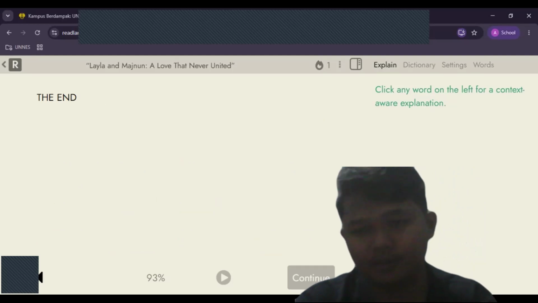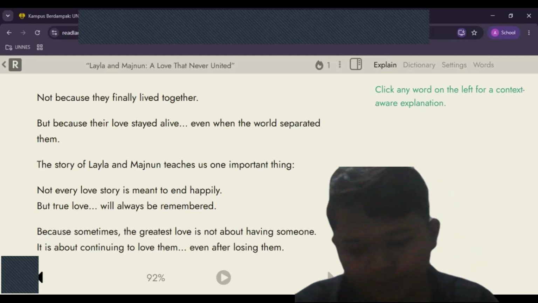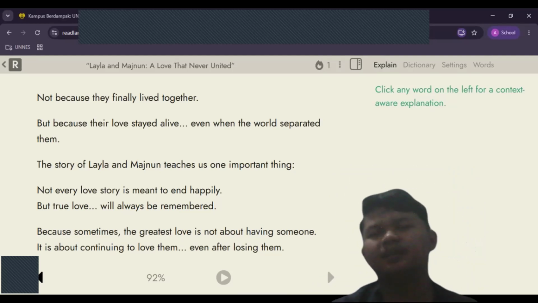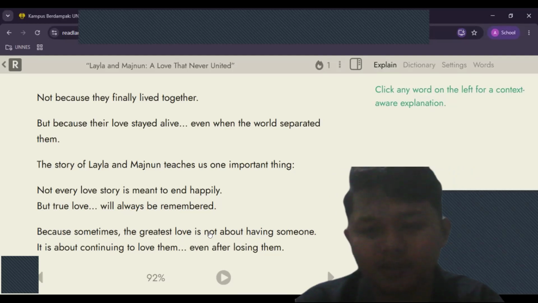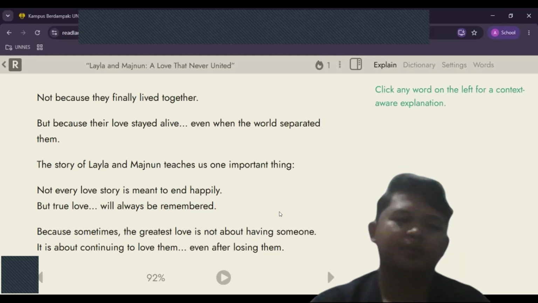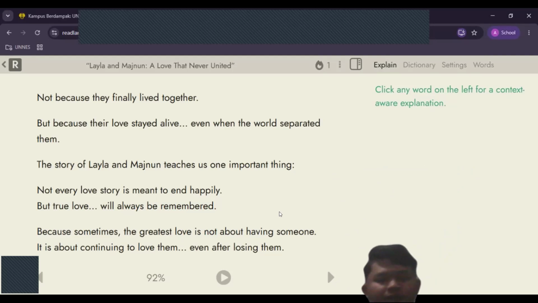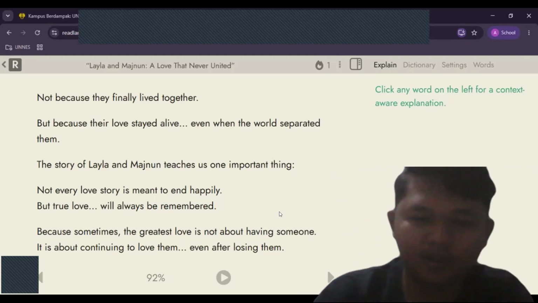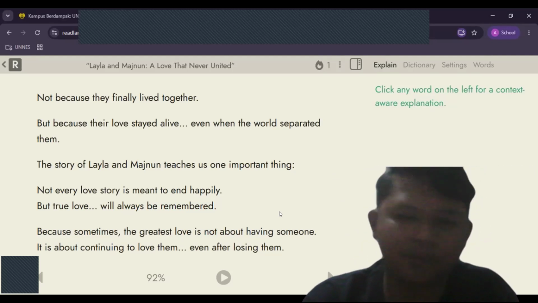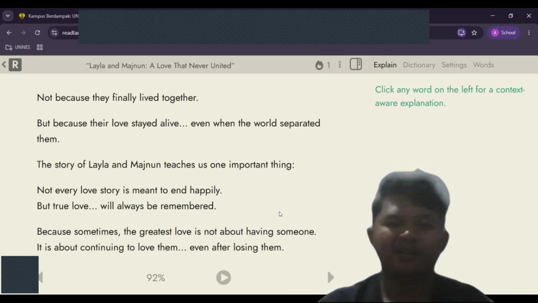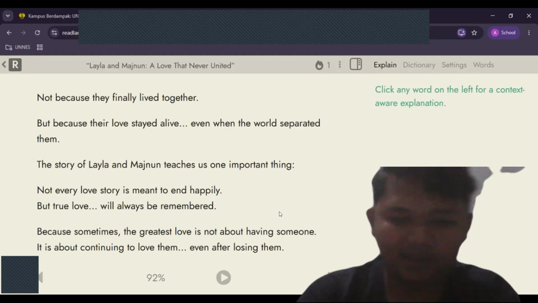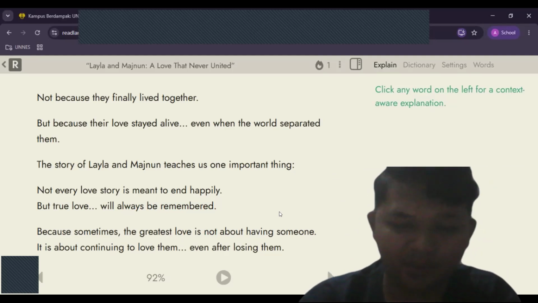What do you guys think about the story? Do you guys think the story is interesting? Yes, the story is interesting, but it is kind of sad. Yes, you guys are right. Because the story made us understand that love cannot always end up together. Okay, let's move on. Don't get too sad, guys, because we need to focus on learning.